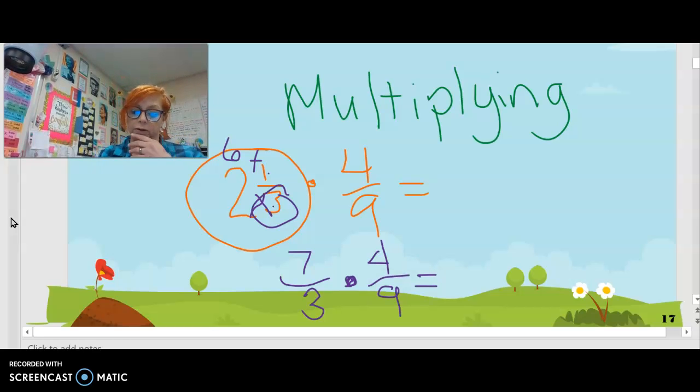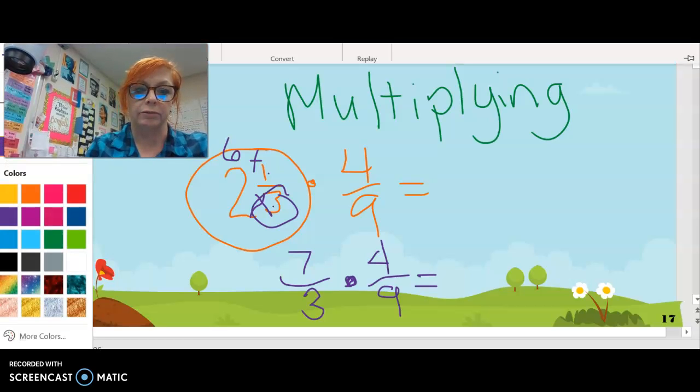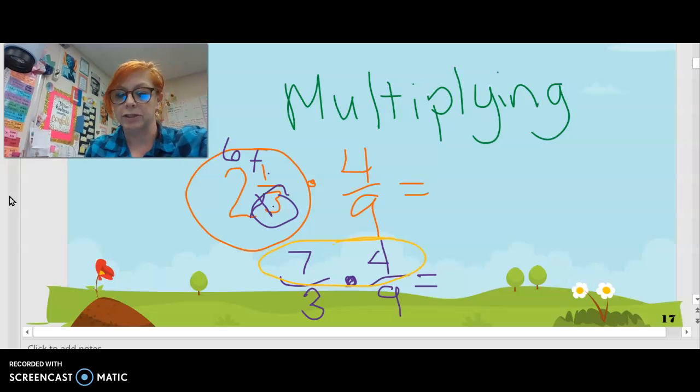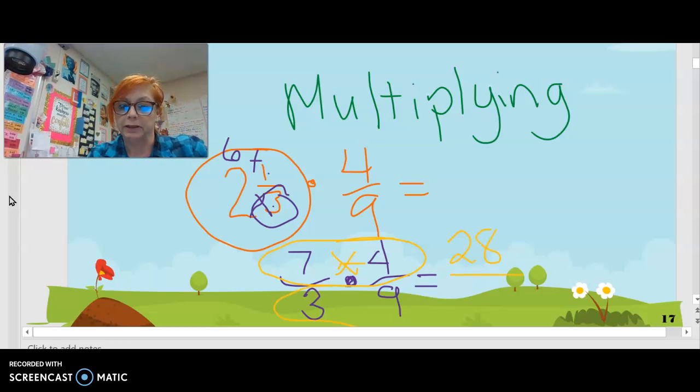Okay, so how do I do this again? You multiply straight across. You don't have to do anything weird. You just multiply right straight across. So we will first multiply the 7 times the 4, get what? 28. And then we will multiply the 3 times the 9 and get 27.